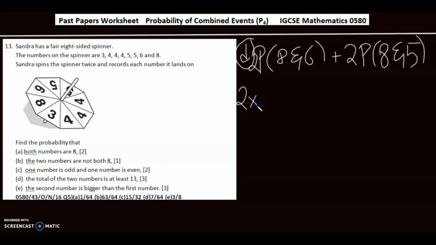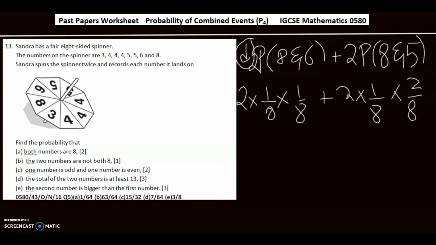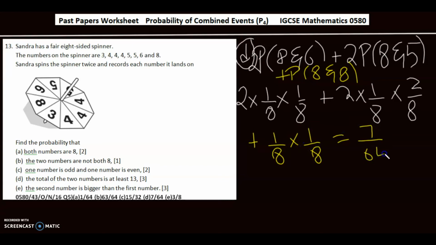So 2 times the probability of getting an 8, which is 1 upon 8, times the probability of getting a 6 in the next spin, which is 1 upon 8 as well. Plus 2 times the probability of getting an 8, which is 1 upon 8, times the probability of getting 5 in the next spin, which is 2, since I see 2 5s, upon 8. Oh, there's another case that I did not consider, that is the probability of getting 8 first and then again 8. Since both of these numbers are the same, I'm not multiplying 2 with it. So plus 1 upon 8 times 1 upon 8. So now this would give us 7 upon 64.